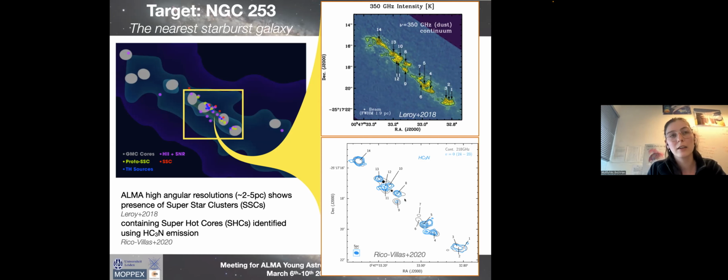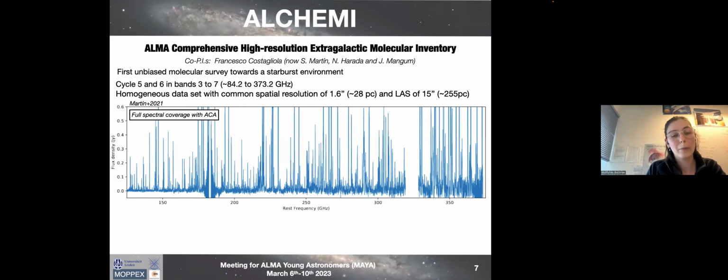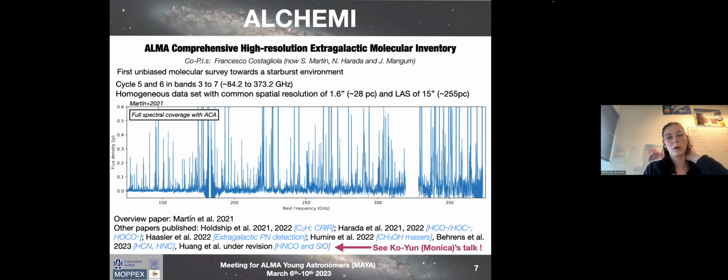And this galaxy is such a good target that it was the target of the ALCHEMI survey. Monica already introduced the survey to you this morning. It's basically the first unbiased molecular survey towards a starburst environment. You can see the molecular richness that has been detected towards the galaxy. The spatial resolution is the giant molecular cloud scale, so a bit less than 30 parsec. Several papers have already been published, so if you are interested in what has been detected and the studies already done, you can find them on arXiv.